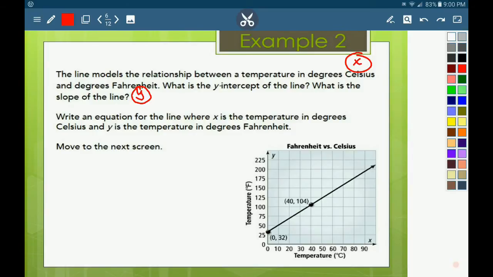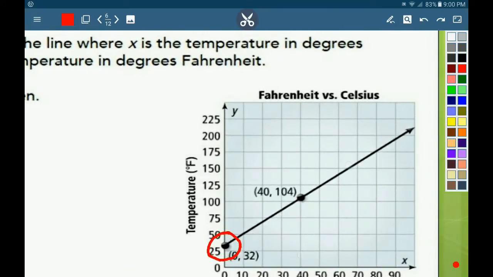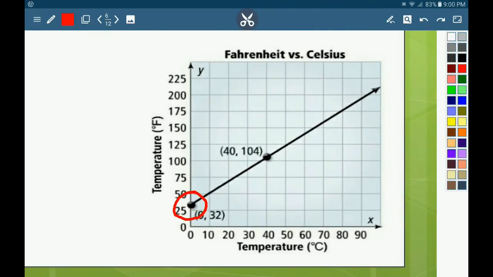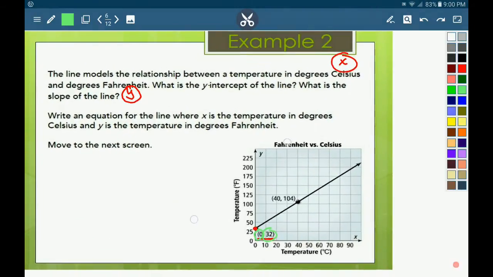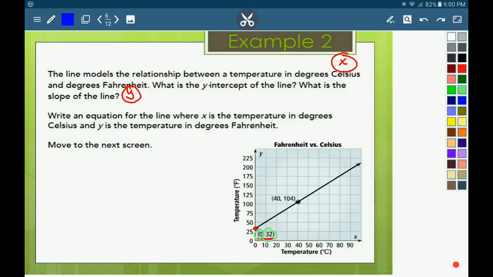The y-intercept I can see right here. That's where we intersect the y-axis. Now be careful because you can't really tell where that point is. That's why they tell you what the coordinate is. So this point is at (0, 32). And remember, whenever x is 0, then the value that is the y is the y-intercept. So the y-intercept here is 32. Write that down. Y-int is equal to 32.